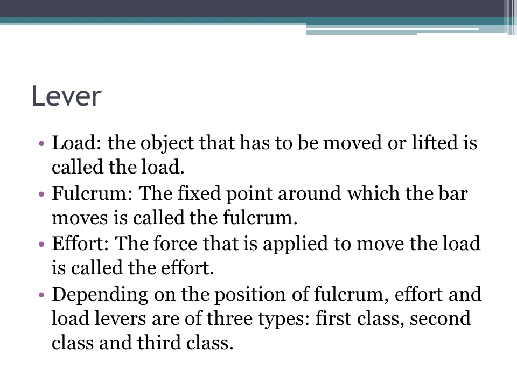So first, what is the load? The object that has to be moved or lifted is called the load. Fulcrum means the fixed point around which the bar moves. Effort means how much force you are going to give to move the load. Depending on the position of the fulcrum, effort and load, the levers are 3 types. How many types are there? There are 3 types. First class lever, second class lever and third class lever. Okay, let us see one by one.